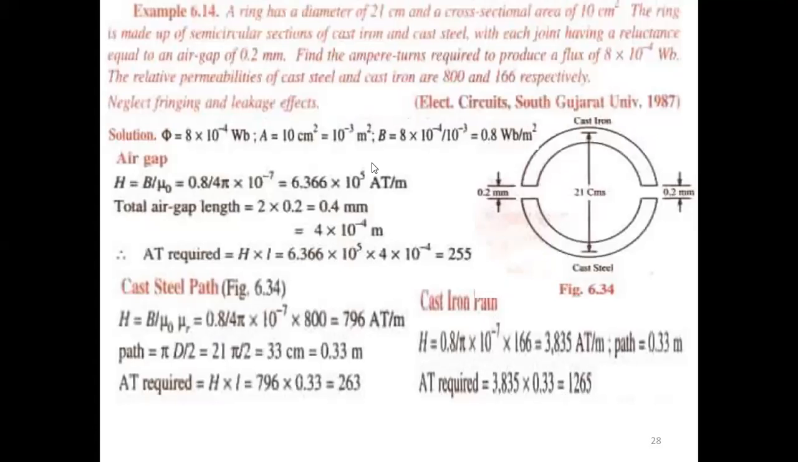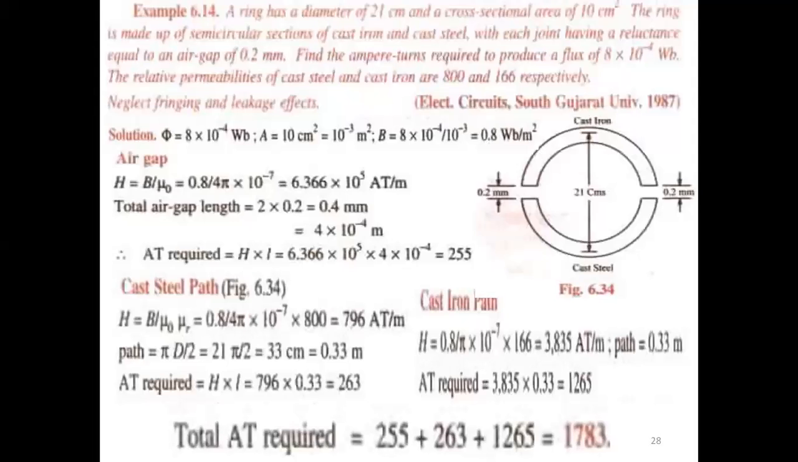So what is the question? Find the ampere turns required to produce the flux. Flux is related to all, so he has asked for the total ampere turns, which is nothing but the total mmf of the circuit. This complete circuit mmf he has asked. So what you have to do? Total mmf of the circuit equals ampere turns of air, ampere turns of steel, and ampere turns of iron. It is the summation of all three. Total ampere turns equals 255 plus 263 plus 1265 equals 1783.